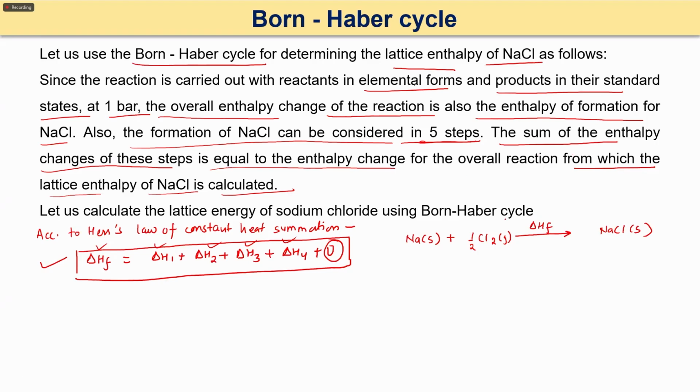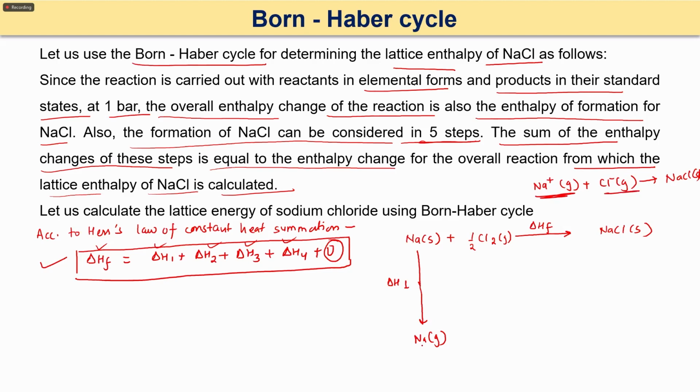Let us say this sodium from its solid state goes to sodium in its gaseous state, and the enthalpy change in this reaction is your delta H, which will be the enthalpy of sublimation. Okay. Now, in order to see what we have to form, we have to form Na plus gaseous and Cl minus gas, and they will form NaCl. Okay, so we have to get to this state.